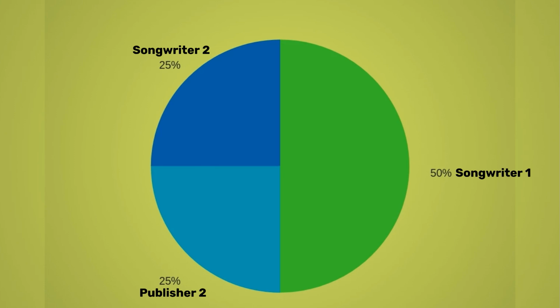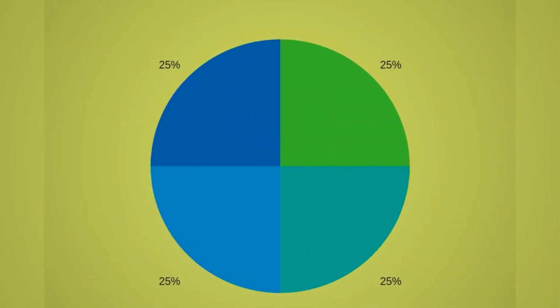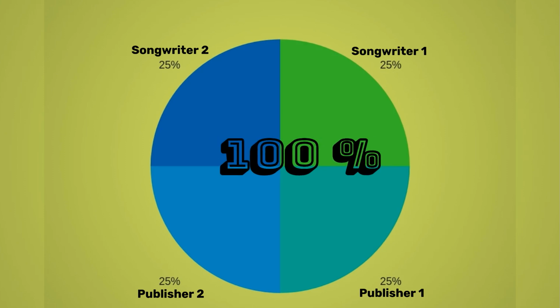When it comes to the publisher's share, let's say both songwriters have publishers other than themselves. Now their share percentages would look like this. Publisher 1, 25%. Songwriter 1, 25%. Publisher 2, 25%. Songwriter 2, 25%. In either case, the total will be 100%. This is the way the song should be registered at the PRO.